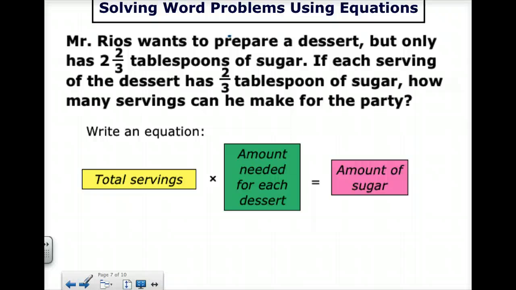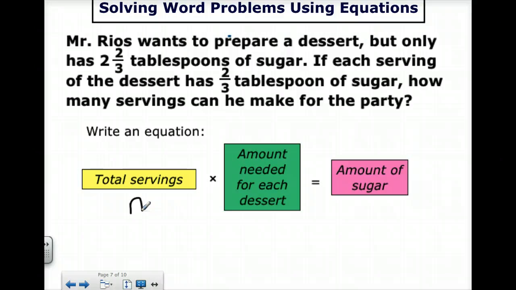We are going to write an equation to help us solve this problem, and we are going to use total servings times the amount needed for each dessert is going to equal the amount of sugar that you currently have. We don't know how many total servings. This is what we're trying to find, so that's going to be our variable. Total servings I'm going to represent as n.